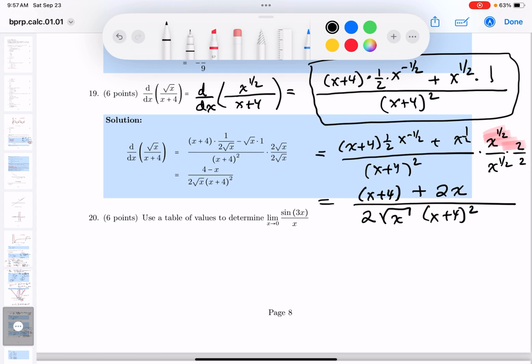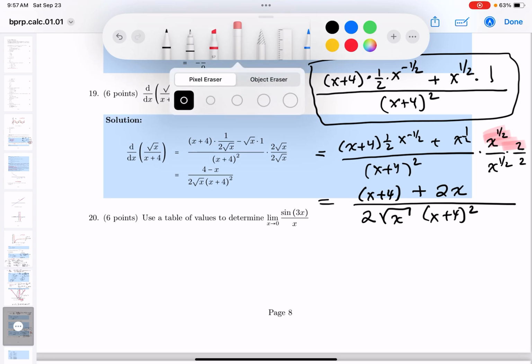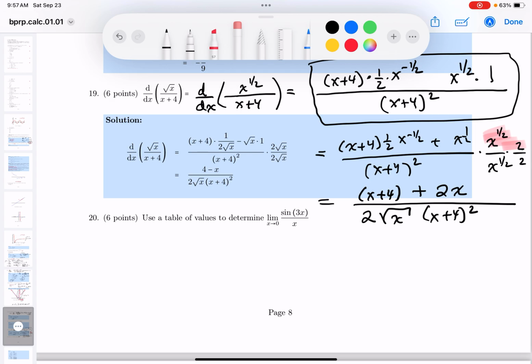You know what? I made a mistake. I just noticed it, and it's good to notice things as you're moving along. I said plus, but it's really not plus. It's easy to erase things and correct them. Sorry about that. Now, it's the quotient rule. I made a mistake there. So let's keep going.